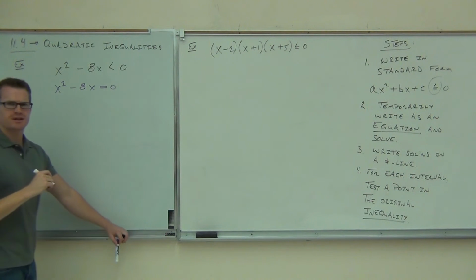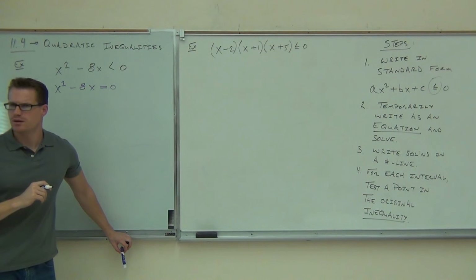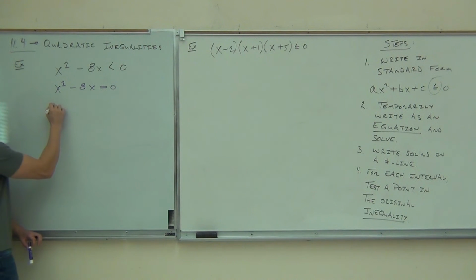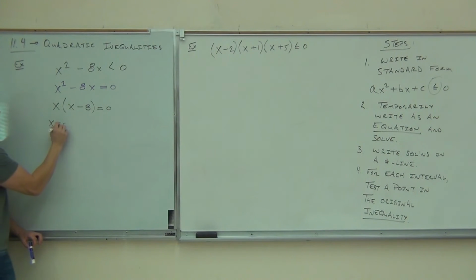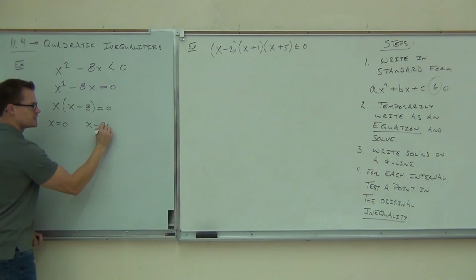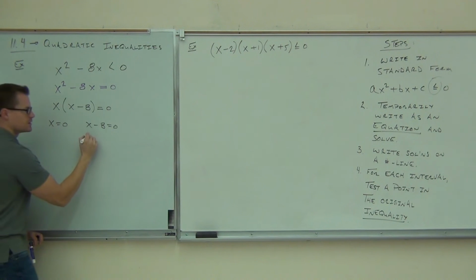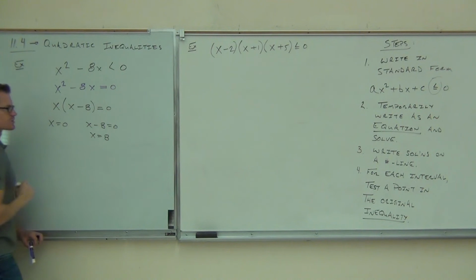Hey, what factors out of x squared minus 8x? What'd you do there? That's even easier than a diamond problem, right? Because we just have that single x. So don't forget that you can do that. You get x minus 8. So that means you got 2 points here. You got x equals 0. You got x minus 8 equals 0. Don't forget about that x. And you got x equals 8 and x equals 0.